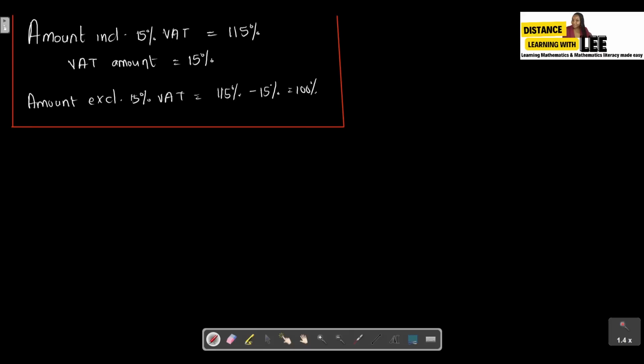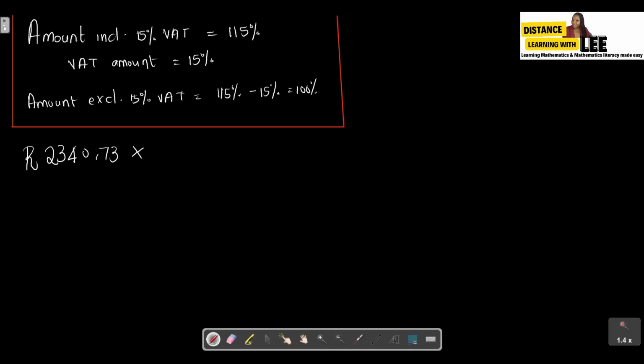We need to ask ourselves, what are we given? What do we want? What are we given here? Okay, so we are given the amount including VAT. So the amount including VAT is equal to 2,340.73 cents, right? That is what you're given. What do you want, right? So what do you want? You want the amount excluding VAT, right?